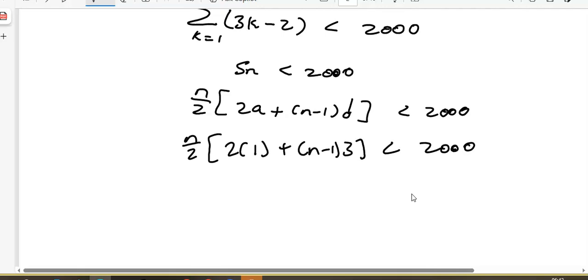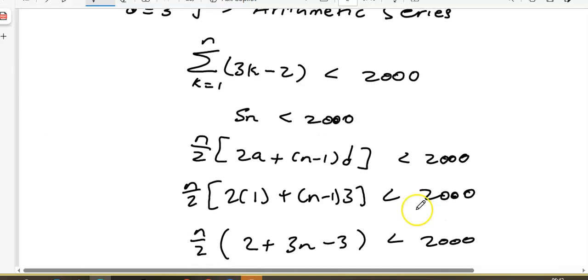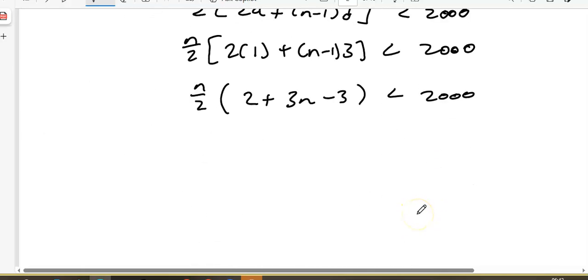All we have to do is to remove the bracket. So let's work the bracket first. Inside the bracket, I'll just have 2 plus, if we multiply out the bracket with 3, this is what we'll have. This is less than 2000. You just have to apply the algebra that you know when you're working with this type of questions.